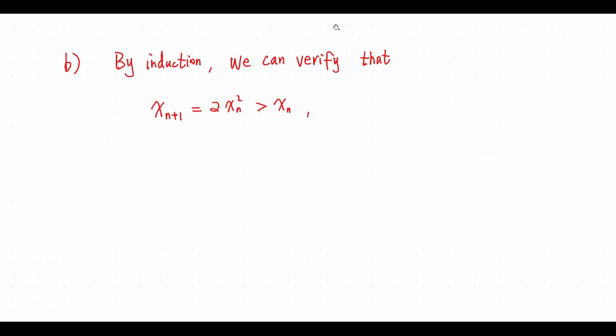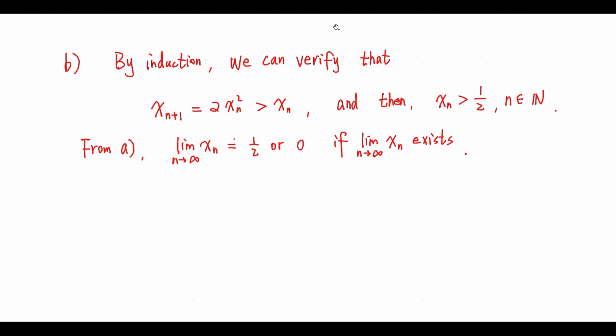We see easily xn plus 1 is greater than xn. And then from this inequality, we see xn is greater than 1 over 2 for all positive integers n. But if the limit of xn exists, the limit of xn would be 1 over 2 or 0. So the limit of xn does not exist.